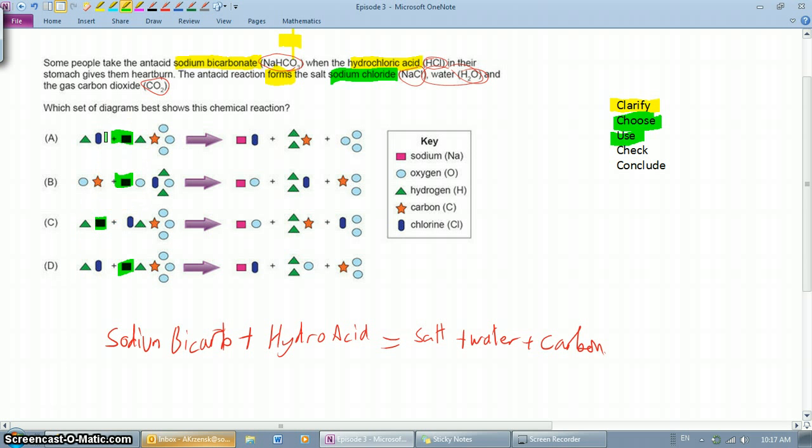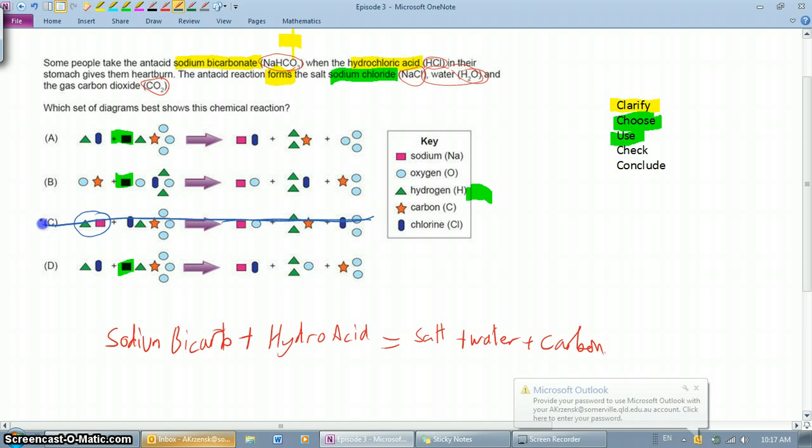What's triangle? Triangle is hydrogen. So immediately I can see that sodium and hydrogen together is not one of the things that was talked about. I didn't have sodium hydrate or hydrochloric sodium, I had sodium bicarbonate. So I can immediately cross out this solution based on the fact that sodium and hydrogen don't go together. Let's have a look at these other ones then.